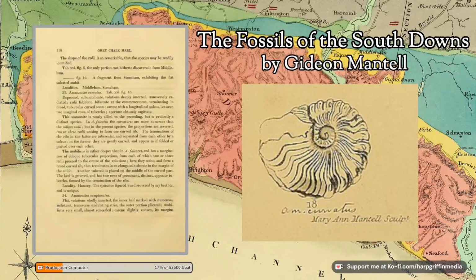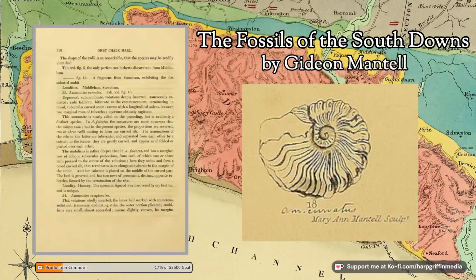This ammonite is nearly allied to the preceding, but is evidently a distinct species. In A. falcatus, the curvatures are more numerous than the oblique radii, but in the present species, the proportions are reversed, 2 or 3 radii uniting to form one curved rib. The terminations of the ribs in the latter are tubercular, and separated from each other by a sulcus. In the former, they are gently curved, and appear as if folded or plated over each other.